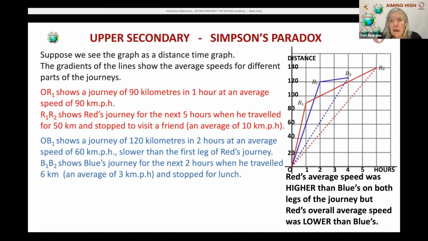Now for blue, in the first 2 hours, blue did 120 kilometers at 60 kilometers per hour. And then for the next 2 hours, he didn't go far, he stopped for lunch. And so his total journey is shown as OB2. And red's total journey is shown as a dotted line, OR2. Now just look at those two journeys, the dotted lines, and compare them. Who on average overall had the greater speed? The greater speed is shown by the gradient of that straight line.